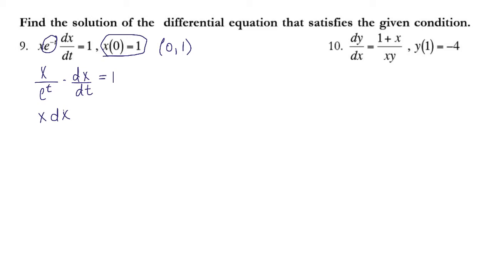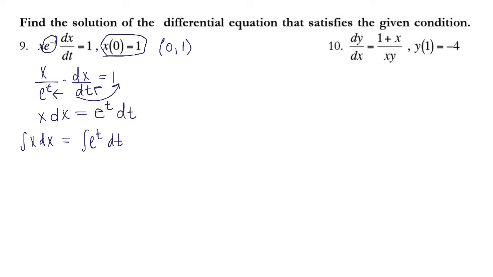But then notice e raised to the t power and dt, both in the denominator, we're going to move those up to the other side. So I have e raised to the t power and then times dt. So now we've separated our variables. That's going to be a point for us. Now we're going to integrate. So we're going to have x dx equals the integral of e to the t dt.